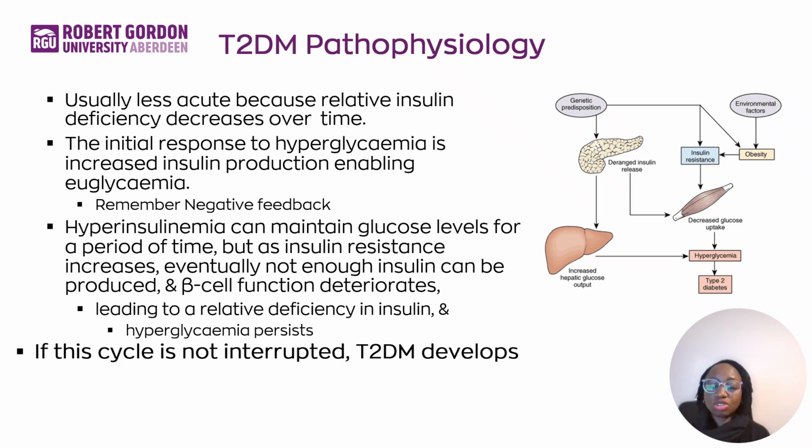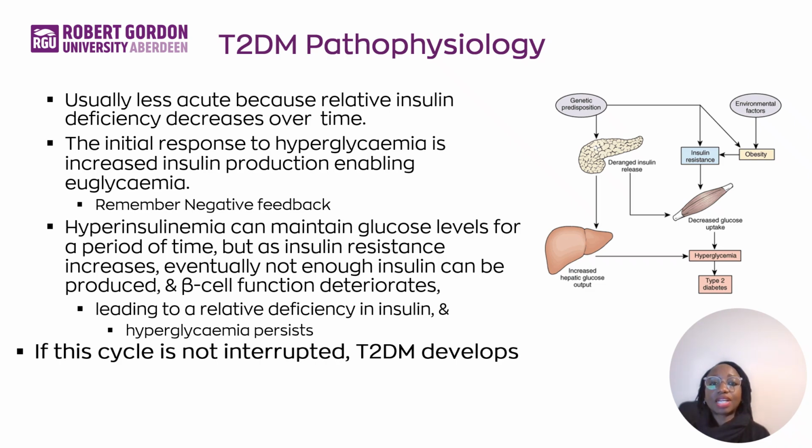So it's not as an acute presentation as type 1 diabetes. The initial response to hyperglycemia is increased insulin production, enabling euglycemia. And this occurs through that negative feedback mechanism I just covered. Then hyperinsulinemia can maintain blood glucose levels for a period of time, but as insulin resistance increases, eventually not enough insulin can be produced and the beta cell function deteriorates, leading to a relative deficiency in insulin and hyperglycemia persists. So if this cycle is not interrupted, type 2 diabetes does develop.